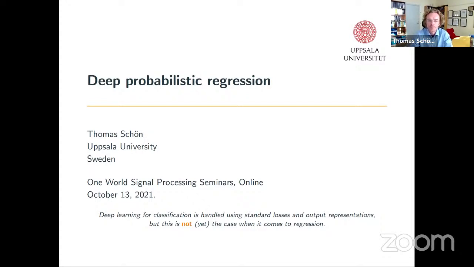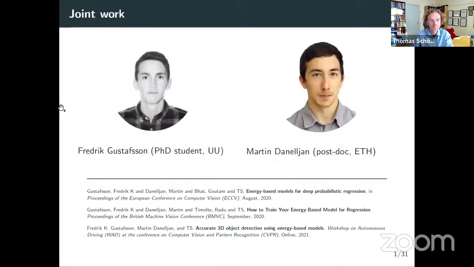So I'll talk about solving regression problems using deep neural networks. This is joint work with one of my students here in Uppsala, Fredrik Gustafsson, and a postdoc at ETH, Martin Danelian. Here are a few papers that this talk is based on.